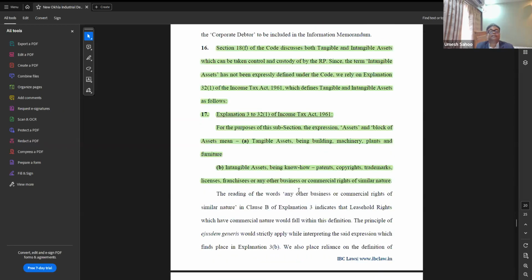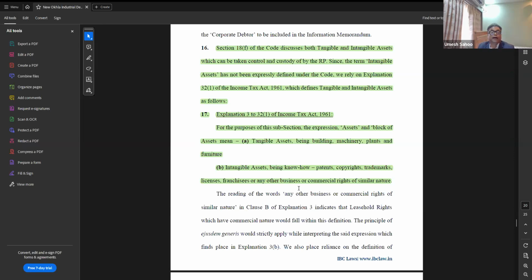Yes, sir. Section 18F again, we will clear that the Code discusses both tangible and intangible assets. The IRP has to take control and custody. The term intangible asset has not been expressly defined in the Code, so we rely on the explanation of Section 32(1) of the Income Tax Act 1961, which defines tangible assets, and the Code has not given intangible asset.